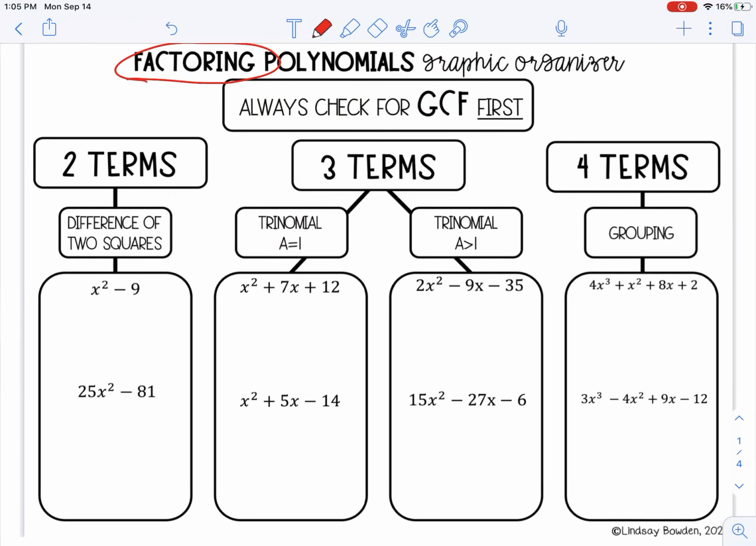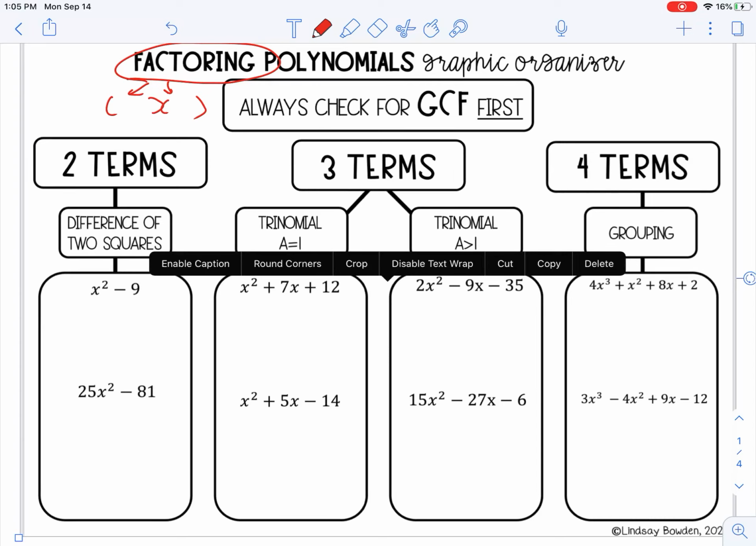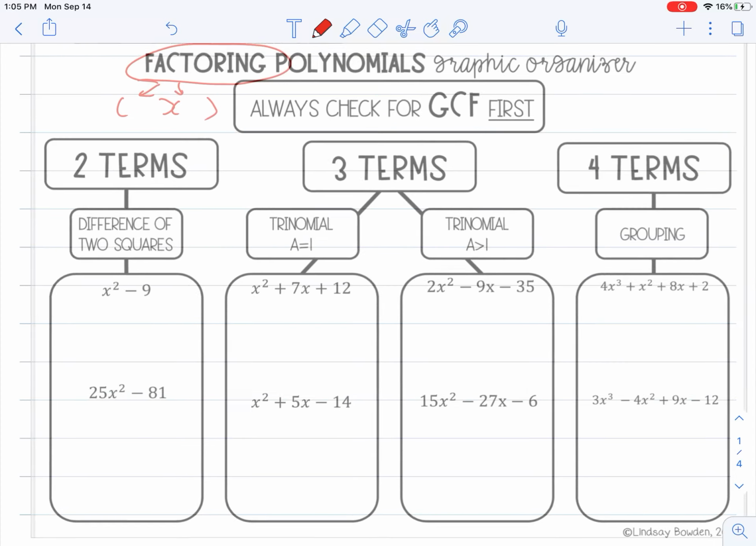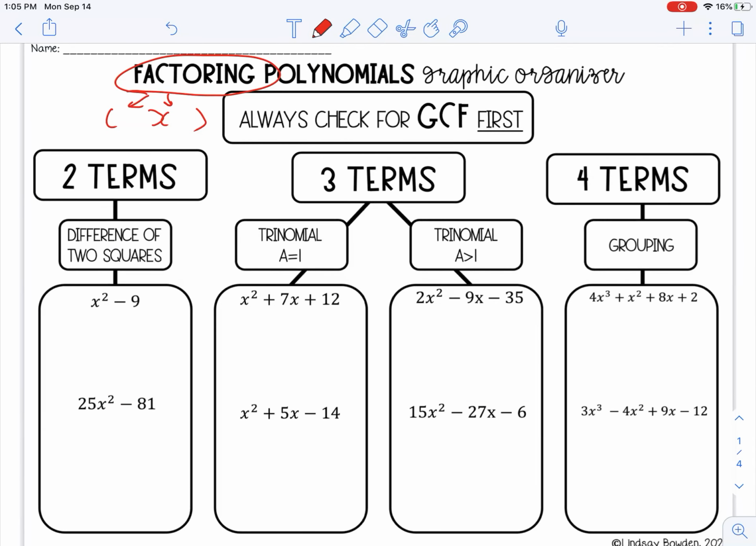So remember, this is being used for factoring polynomials. And remember that factoring is taking something that's big and breaking it down into 2 or 3 manageable pieces. Okay, so we're making things smaller into pieces that are easy to use. And as always, we always look for the GCF first, okay? Once we look for the GCF, then we count the number of terms. So we're looking in this column today.